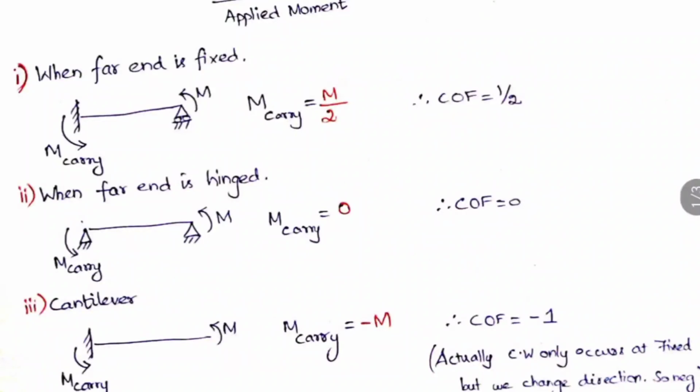The next case is when the far end is hinged. When the far end is hinged, it cannot carry over any moment to that end. So M is equal to 0, therefore the carryover factor is also 0. The third one is the cantilever beam. Here at the free end, if you apply a moment, the moment will act in the opposite sense, so only this negative comes. So the carryover moment will be minus M, therefore the carryover factor is also minus 1.